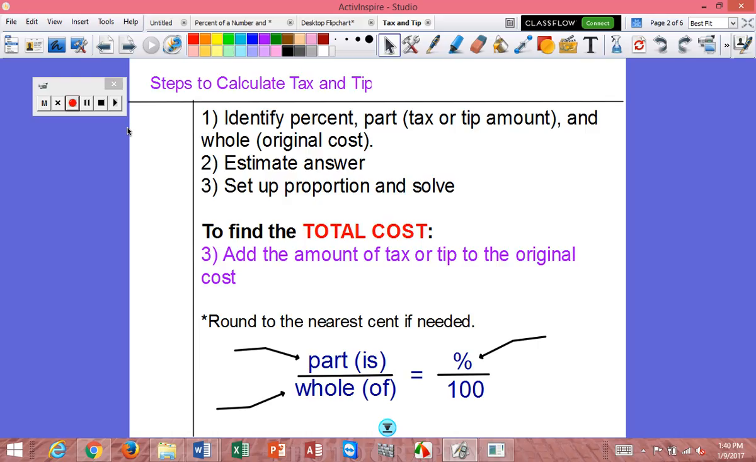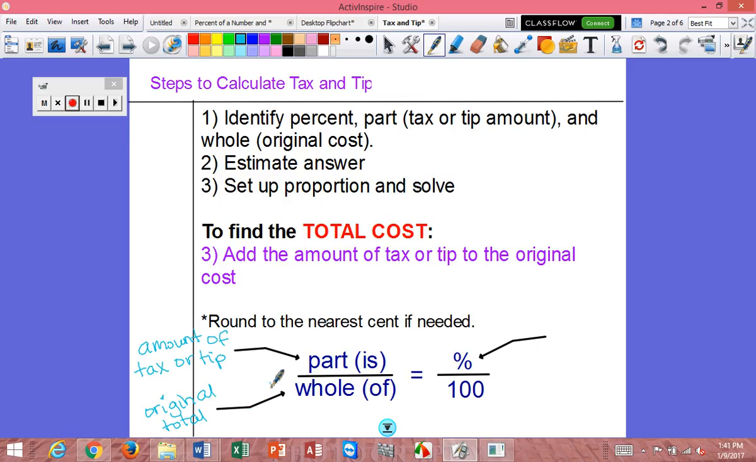Our steps are still going to be the same. We still want to identify the percent, the part, and the whole, and obviously one of those will be missing. We want to estimate about what our answer should be, then set up the proportion and solve. Now I want to point out the part: that is the actual tax or tip amount. So down here I want to label that. The part is the amount of tax or tip. The whole is the original cost or original total.